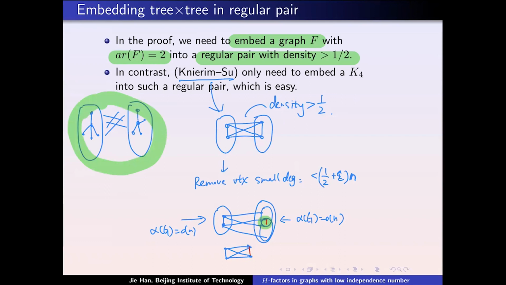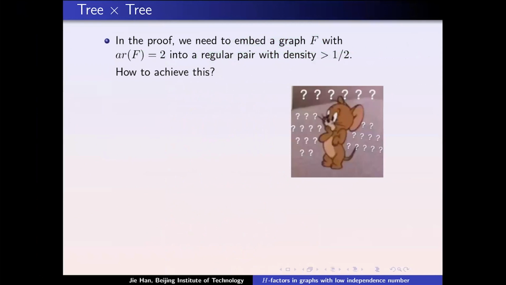Embed tree times tree in a regular pair, of course with high density. Again, if with the same density, definitely it induces a K4. So if the density is smaller than 1/2, you can make it. Okay, so what do we do? How do we achieve it? A regular pair with density more than 1/2.